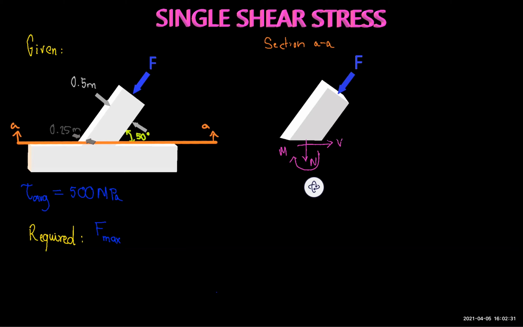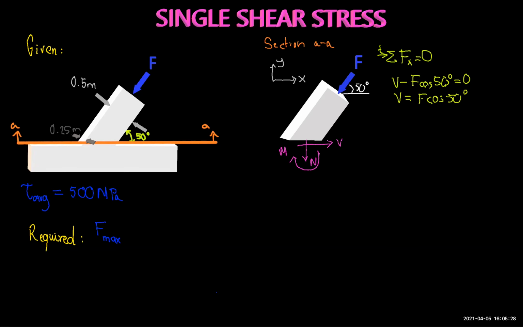And to obtain the value of the shearing force, we need to first define our coordinate system and then apply the equilibrium equation along the x direction. In this case, acting on the x direction, we only have the shearing force and the x component of force F. And in this case, our shearing force will be equal to the force F times the cosine of 50. Since we don't know the value of F, I will just leave it like that for now. And I will name this as equation 1.